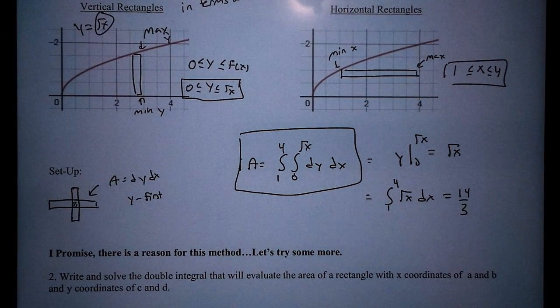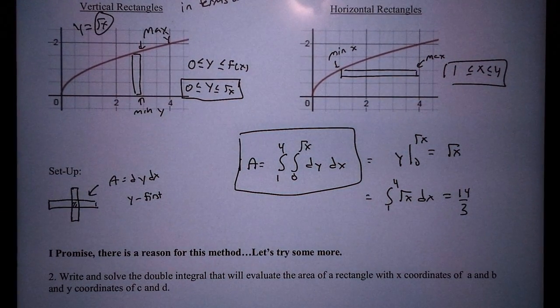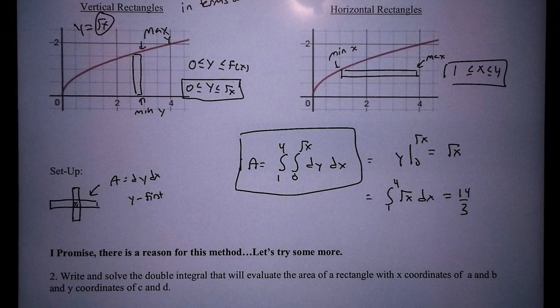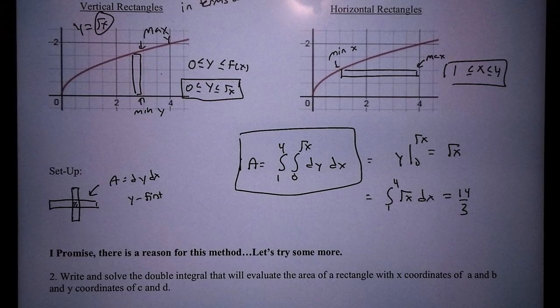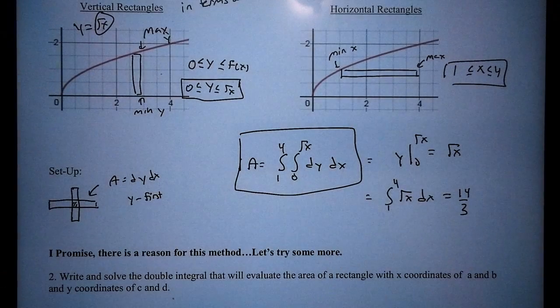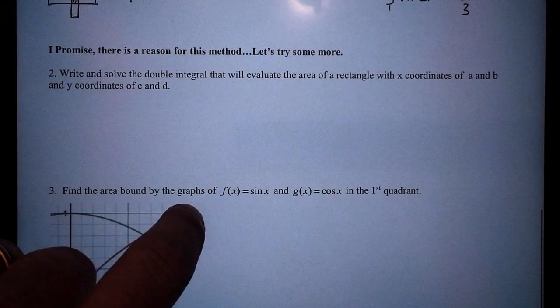Now you might be thinking, oh my gosh, this is crazy. Why would I do this extra work? I promise, again, there is a reason for this method. We're going to talk about that later on. We're going to see some reasons today, but there is a reason we will like to write it like this. So let's try a couple more examples.